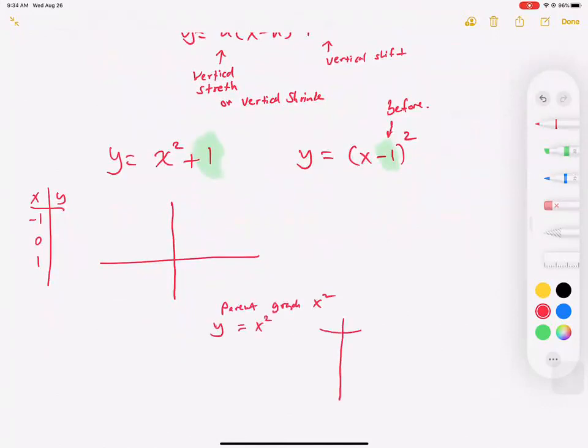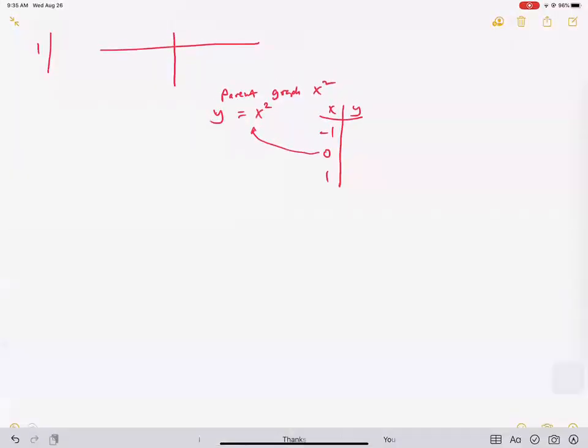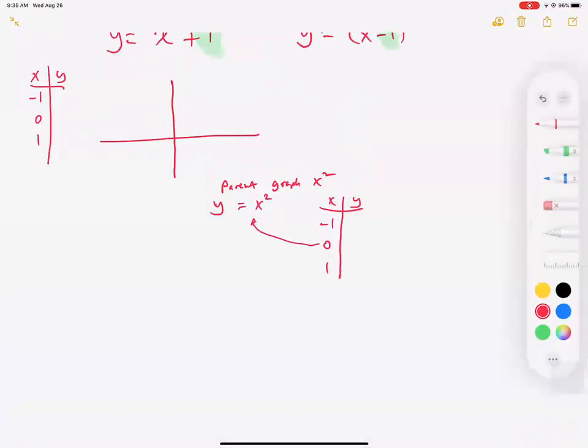Let's look at the numbers. x and y: -1, 0, and 1. So if I plug in 0, what is 0 squared? Right, it's going to be 0. What is +1 squared? That's going to be 1. And what is -1 squared? Negative times negative. Let me just write it out. -1 squared. That's going to be 1, 0, 1.